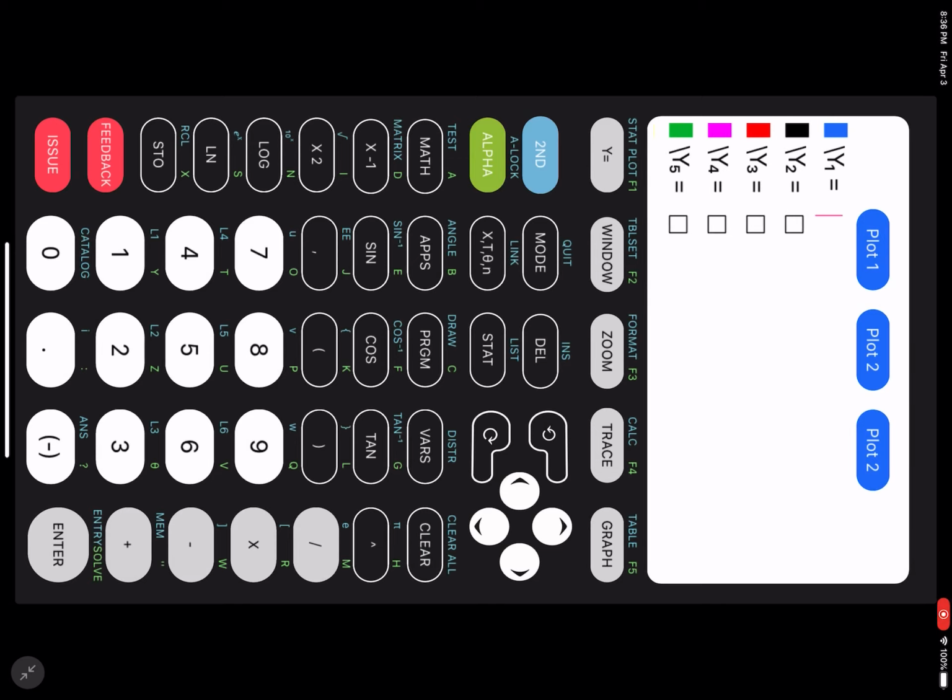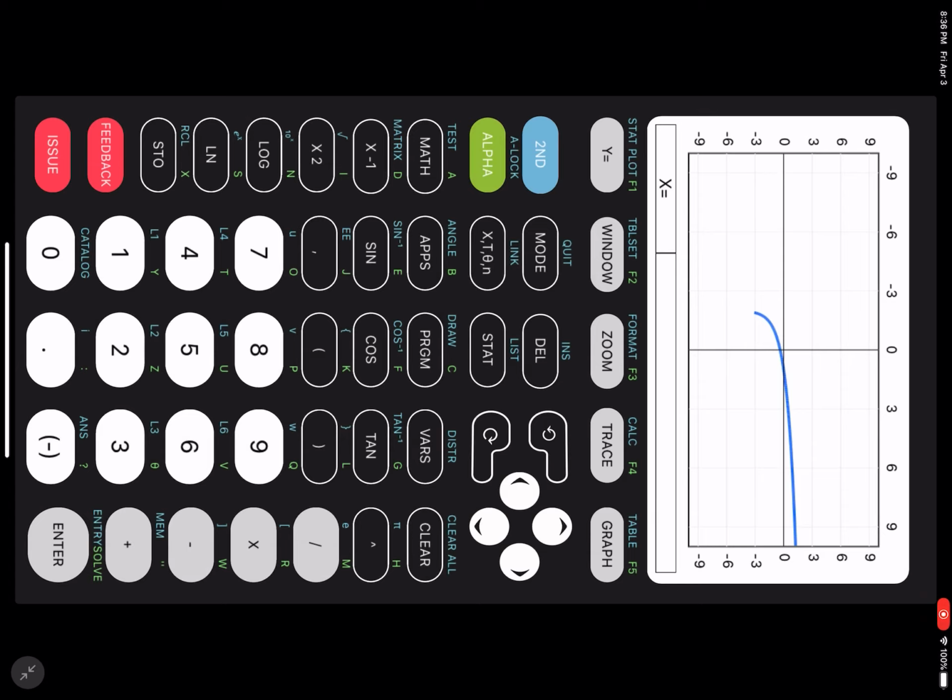So log of x plus 2 divided by log of 3 to get that base 3 factor. And then what am I doing? I'm subtracting 1. And so when I plot that, I see it there. Now the graph looks like, oh, it just cuts off. It just stops right there, right?